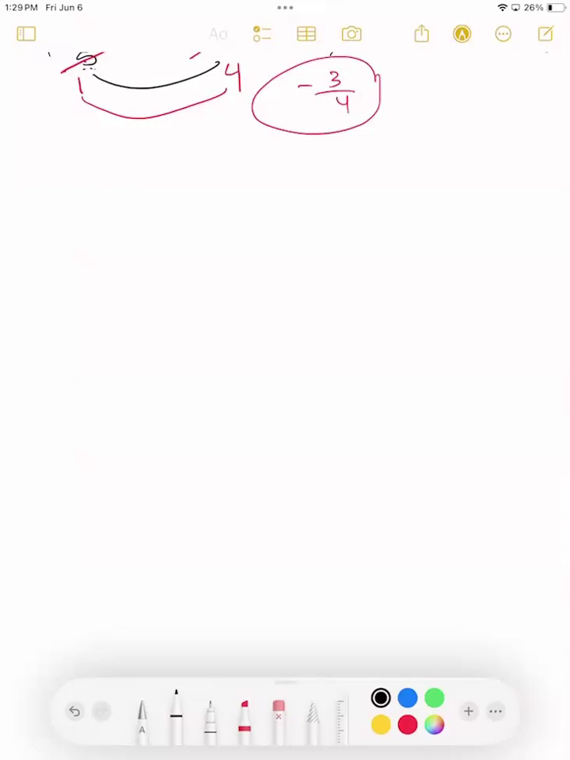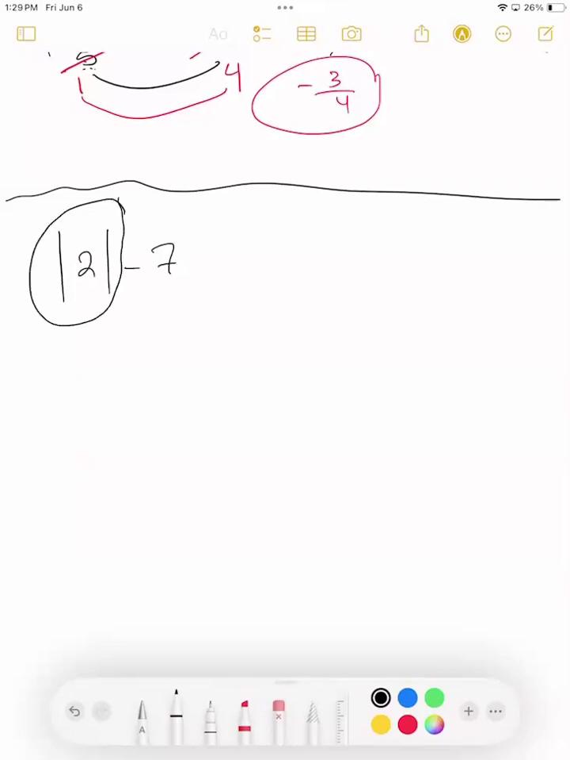Now, what if I have problems with a little bit of absolute value problems? Like, let's say I have absolute value of 2 minus 7. How do we handle that? First, you answer this part. So remember your PEMDAS. Now we have one more thing. If you have absolute value, that has to be done first.